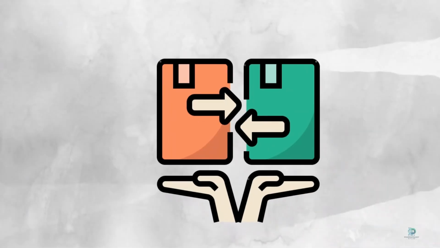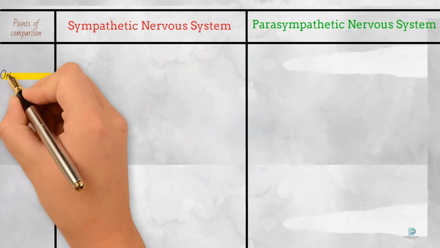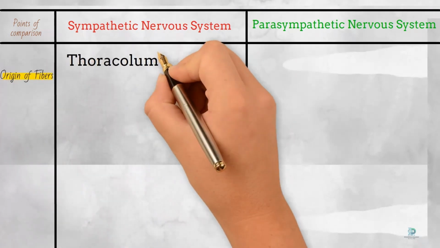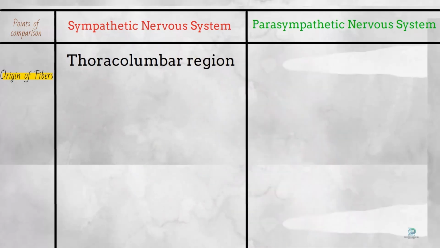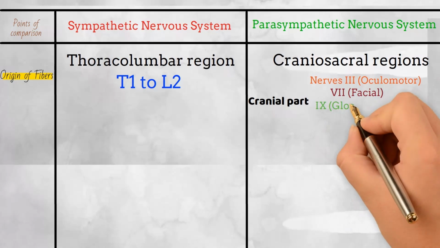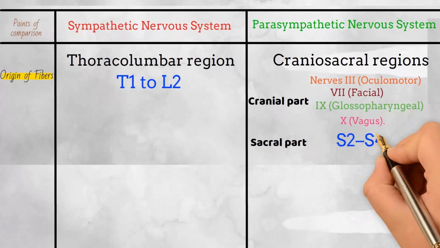Let's compare between sympathetic nervous system and parasympathetic nervous system regarding, one, origin of fibers. Sympathetic nervous system originates from the thoracolumbar region of the spinal cord, specifically from the T1 to L2 levels, while parasympathetic nervous system originates from the craniosacral regions. Cranial part includes cranial nerves 3, oculomotor, 7, facial, 9, glossopharyngeal, and 10, vagus. Sacral part includes spinal segments S2 to S4.